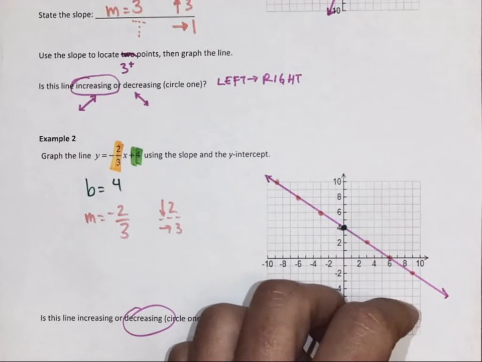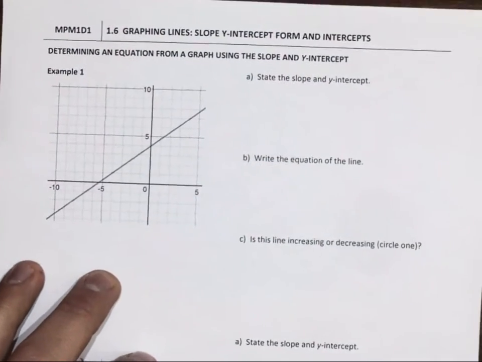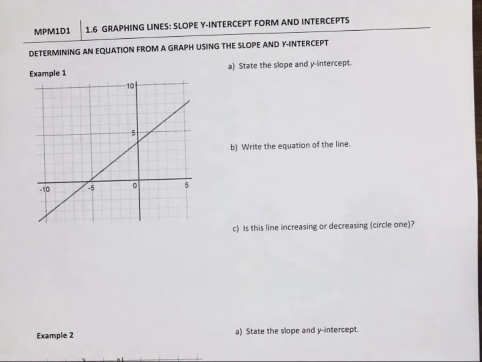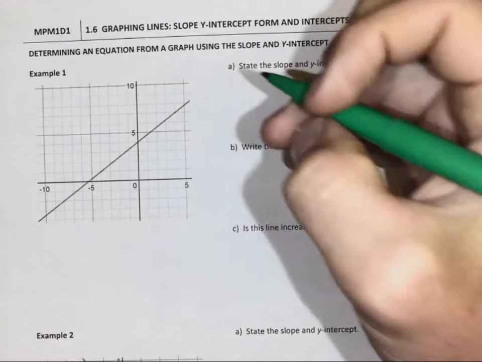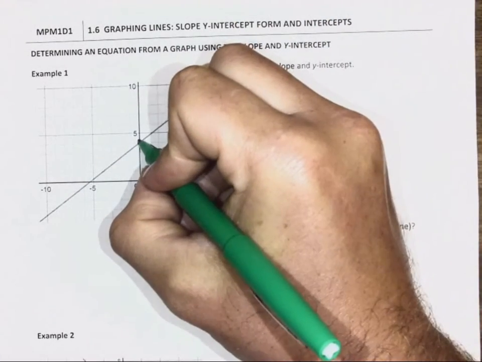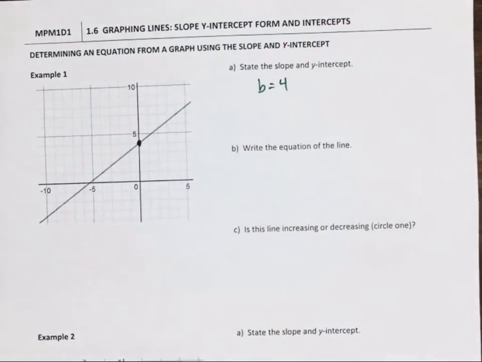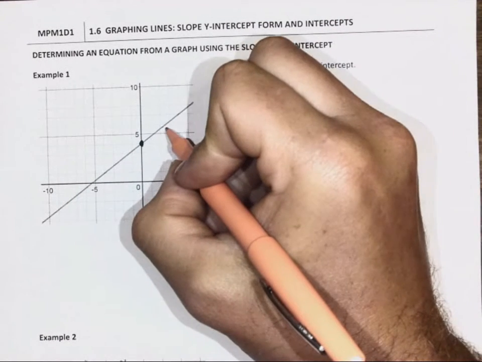Okay, flip the page. Let's do a few more examples. State the slope and the y-intercept. Now I actually have to find that. So let's see, my slope, my y-intercept. Well, there's the y-intercept that goes through there. So b is 4.